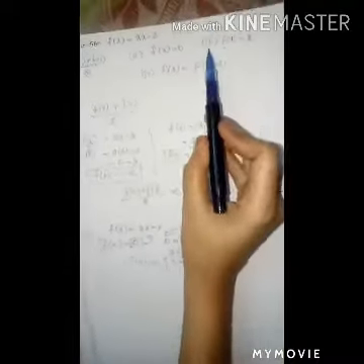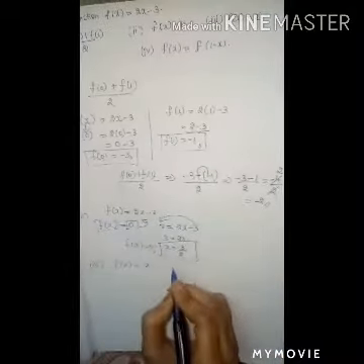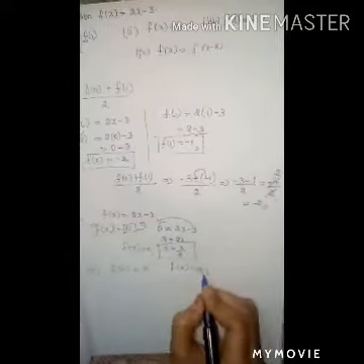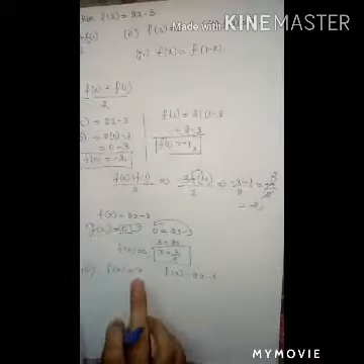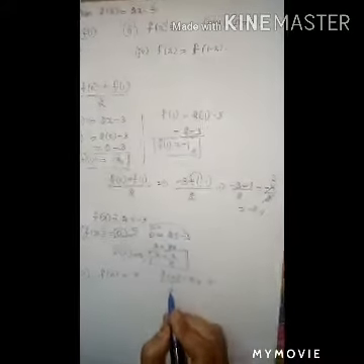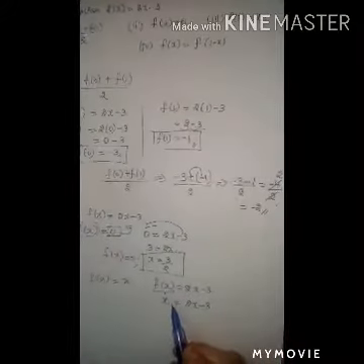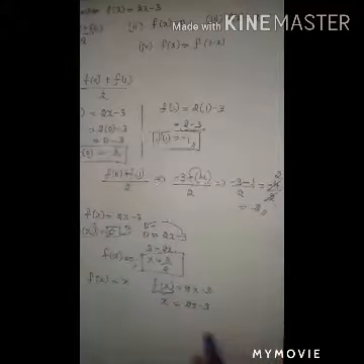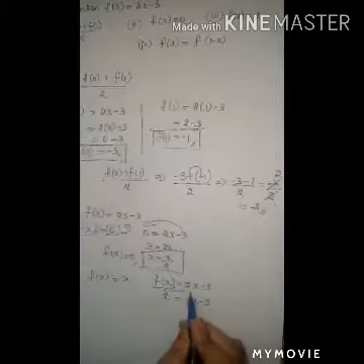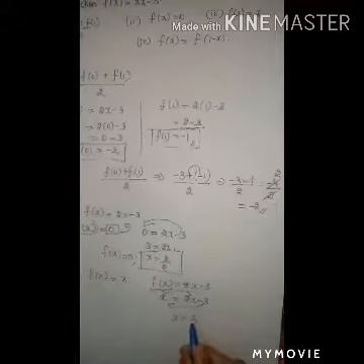Next, third subdivision, f of x is equal to x. What is your function? f of x is equal to 2x minus 3. Instead of f of x, we substitute x. So x is equal to 2x minus 3. Now, we can take our x value on one side and our constant value on the other side. So bring this x to this side and minus 3 to that side. Minus 3 becomes plus 3.